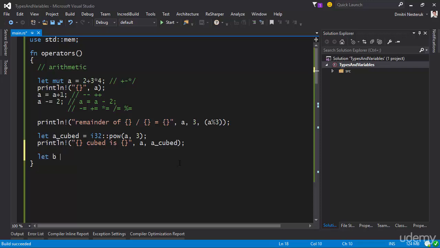So for example, let's say we have b having the value of 2.5. Now, if I want to cube this value, if I want b cubed, for example, then what I can do is use f64 because that's the data type that b is. We've talked about it in the previous clip. I would use powi, and the i here stands for the fact that the power is integral.